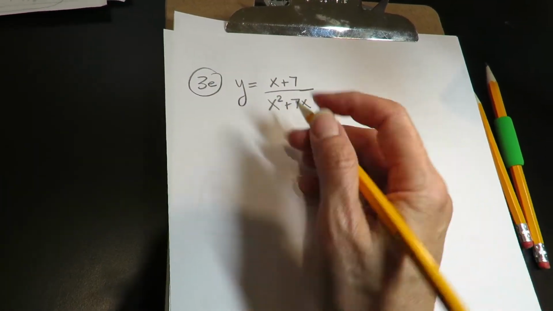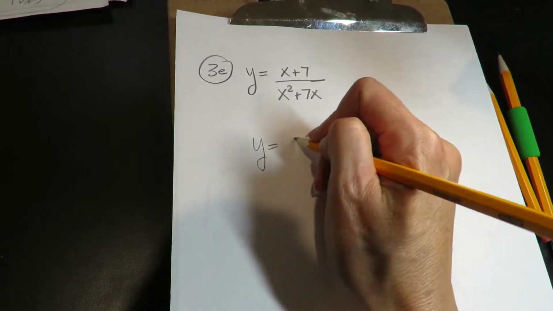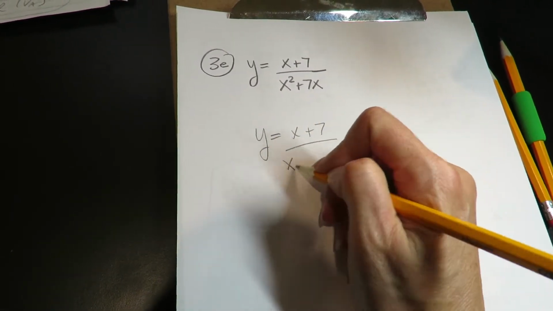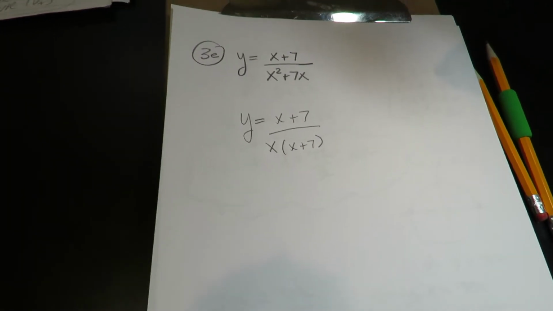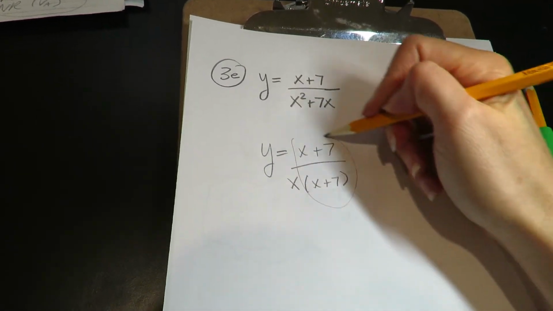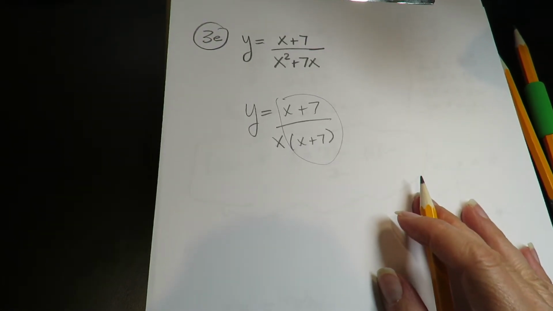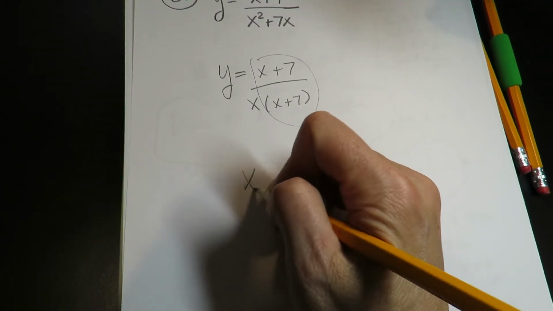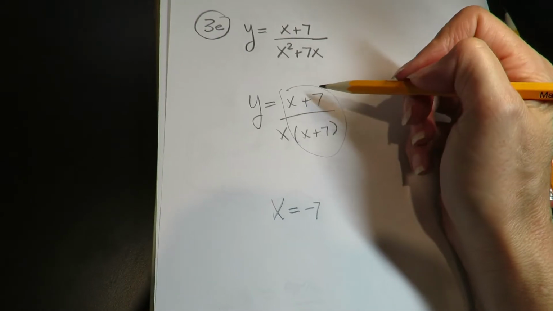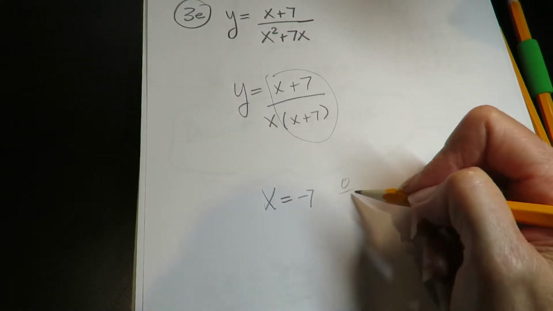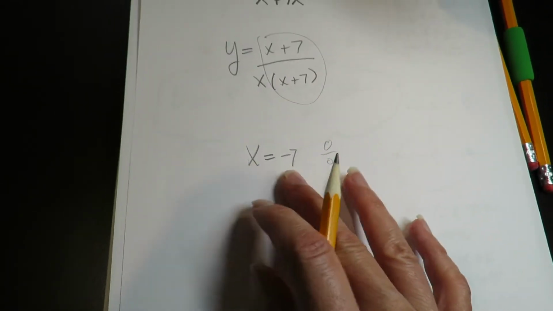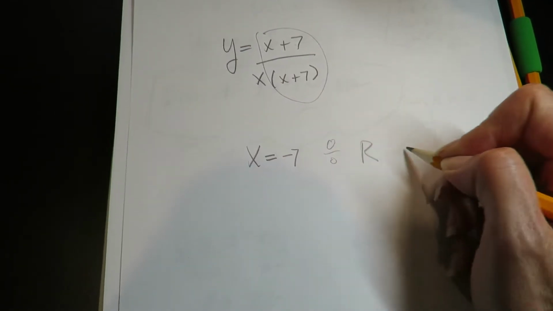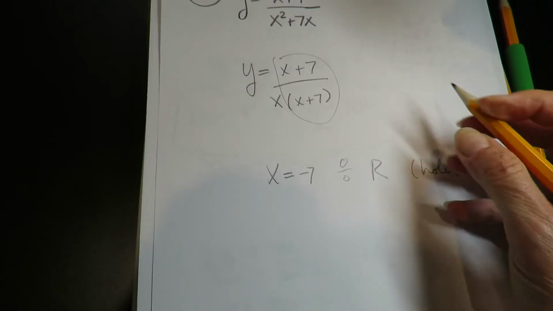The last one, 3E. The first thing you want to do here is factor it. And if you recall, when you have common factors, that creates a hole. So at x equals -7, because when you put in -7, you're going to get 0 over 0, which is what creates the hole. So at x equals -7, you have a removable discontinuity because it's a hole.